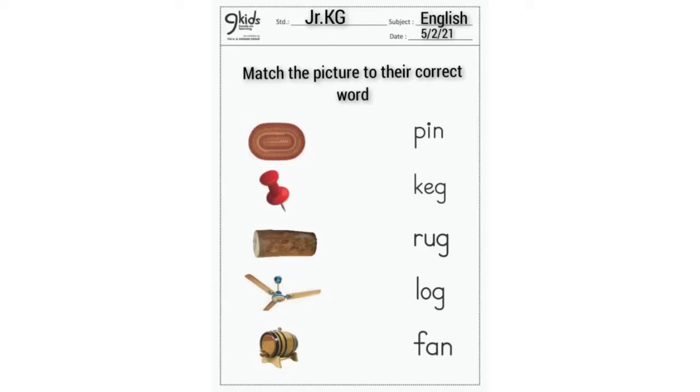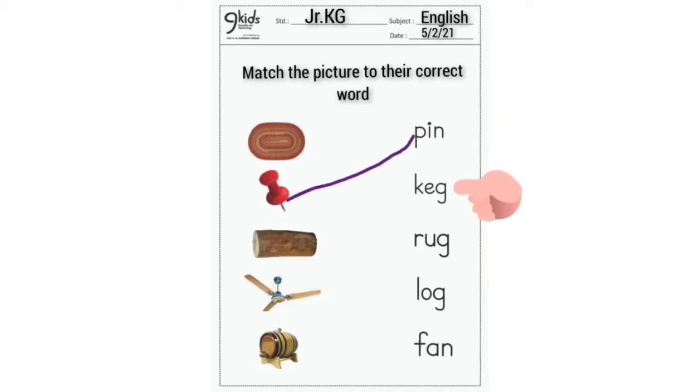Now we will read all the words one by one. Which is the first word written? Yes, pin. P-I-N, pin. So we will match it with the picture of pin. Which is the next word? Keg. K-E-G, keg. So we will match it with the picture of keg. Which is the next word? Rug. R-U-G, rug. So we will match it with the picture of rug.